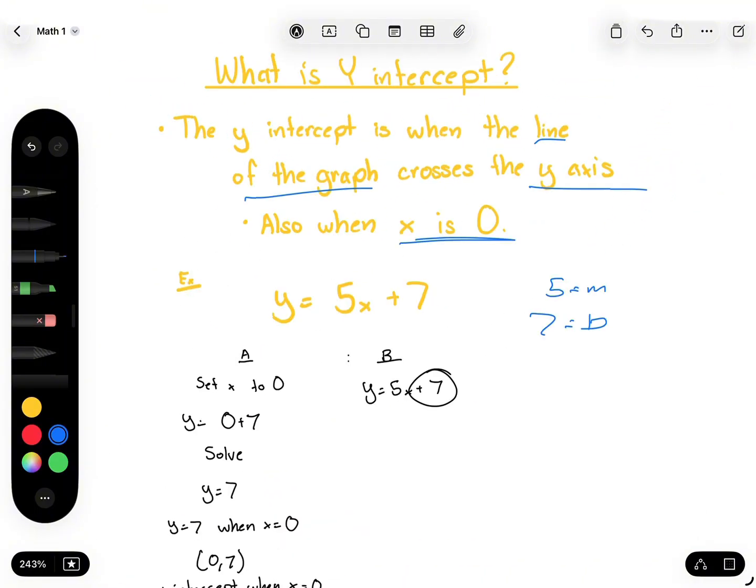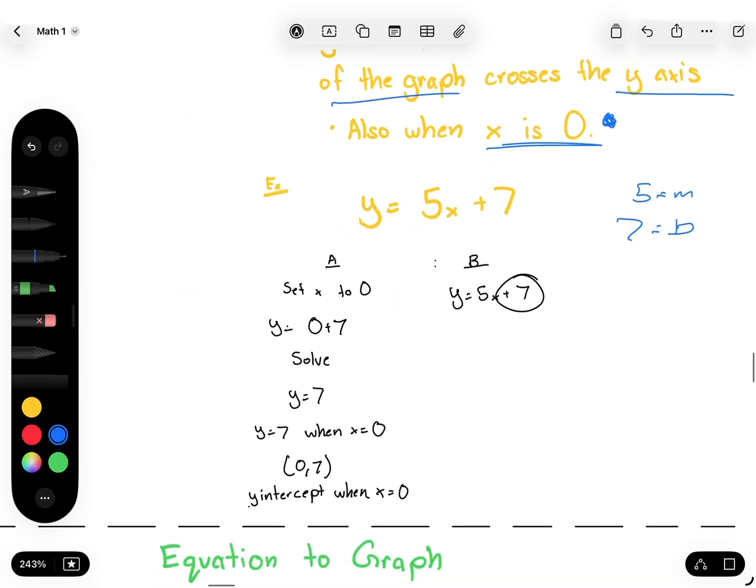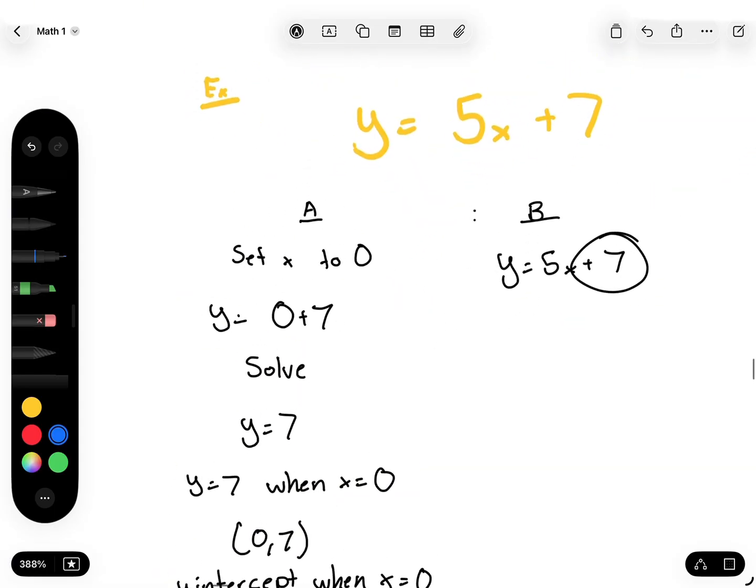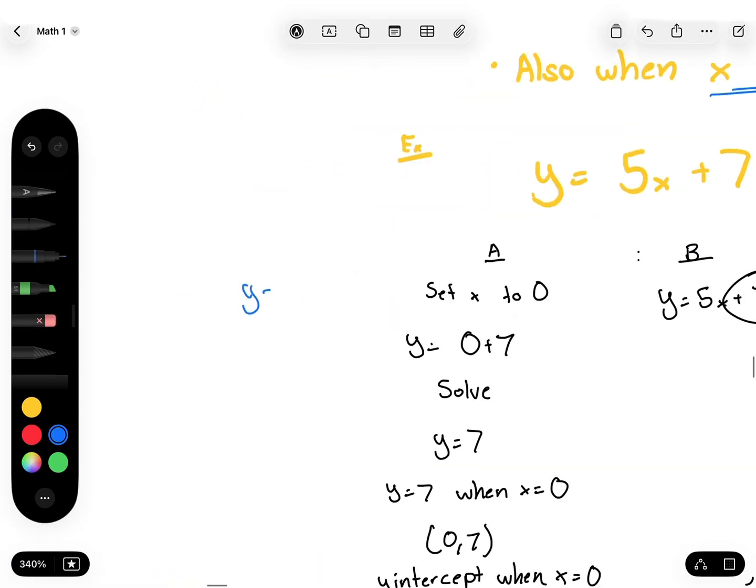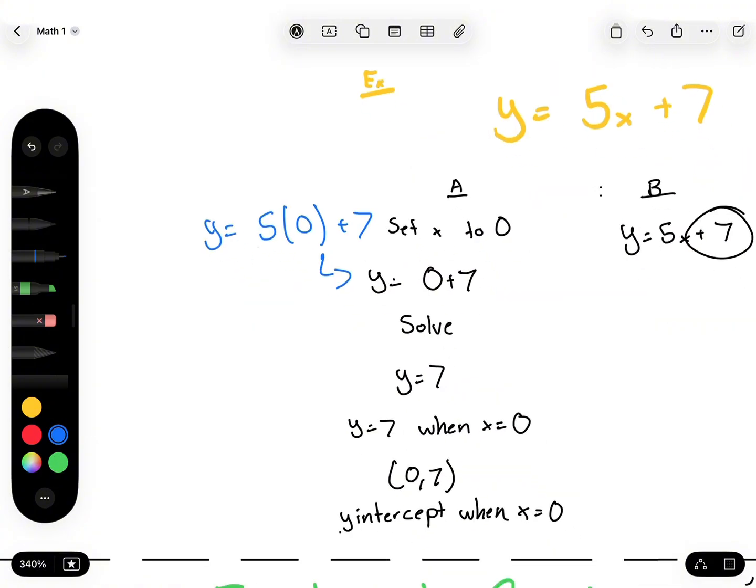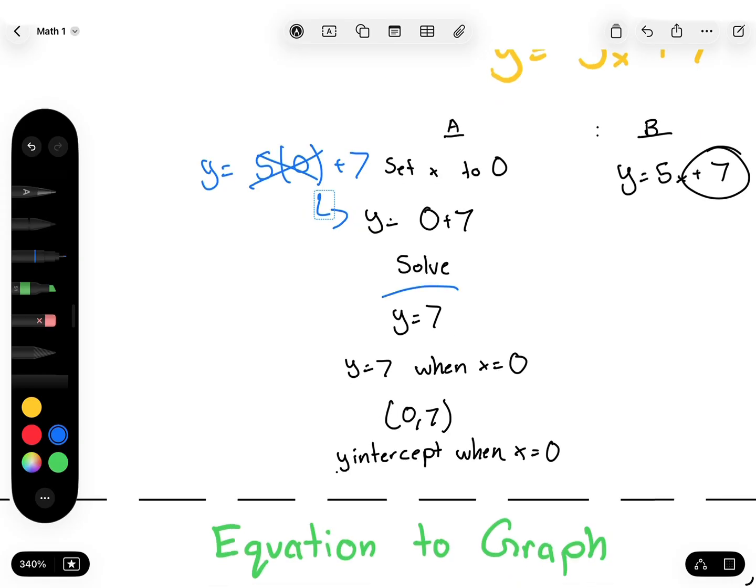So one way we can do is we can set x to 0. If we replace x with 0, we get y equals 5 times 0 plus 7, which moves us on to y equals 0 plus 7, because that is 0. 0 plus 7 is 7, so y equals 7. And remember, x is 0 and y is 7, and y is the y value of a coordinate. So our y-intercept is going to be 0, 7.